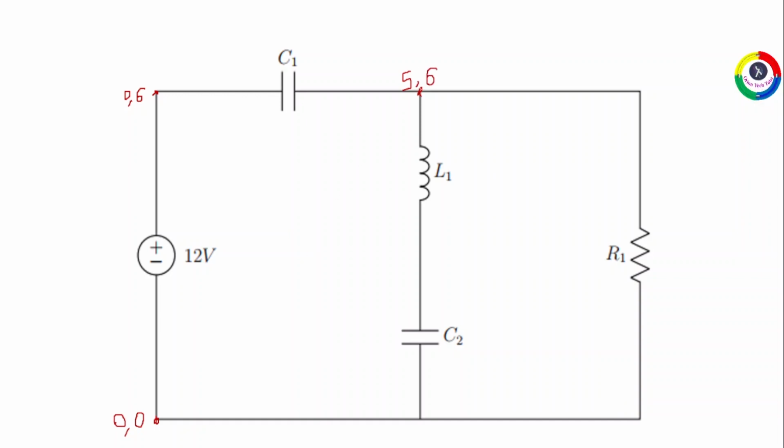Next, this is the same 5. This point is 5, 0. The midpoint here will be 5, 3. Next, I want the distance from this to this to be 5 units again. Therefore, it is 10, 6. The last point is this one. This is again 10, 0.